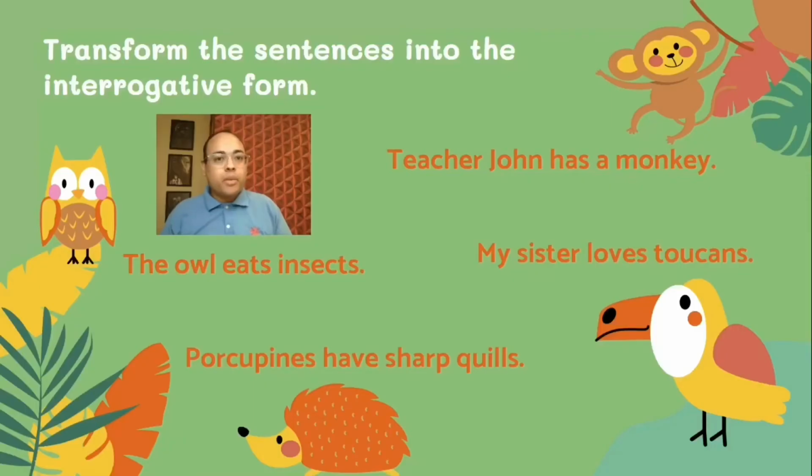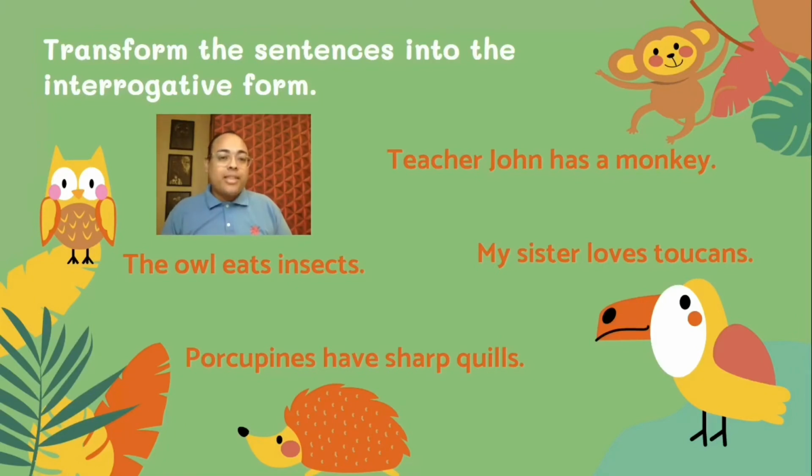So now let's transform this sentence into the interrogative form, okay? So the first sentence is, Teacher John has a monkey. So how can I transform this affirmative sentence into a question? Yes, very good. Does teacher John have a monkey? This is very important to remember because has, we add this s only in the affirmative sentences of the simple present tense. Okay? In the negative and interrogative forms, we don't use s. We just use the regular verb. So, does teacher John or does he have a monkey?